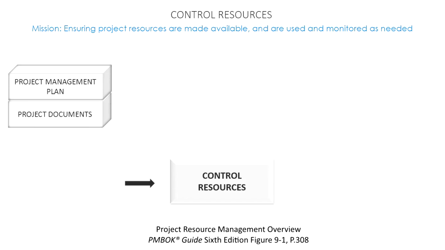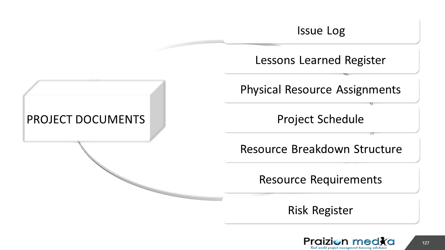The next input is project documents. Within these project documents, we could have things like the issue log, a log of issues. If there are issues, we want to know what they are. If there are issues relating to resource usage, resource availability, well, those are fires that need to be put out, and we need to assign someone to put out those fires. We have the lessons learned register. The lessons learned register could be helpful to guide us on what to look out for and how to counteract it as far as controlling resources.